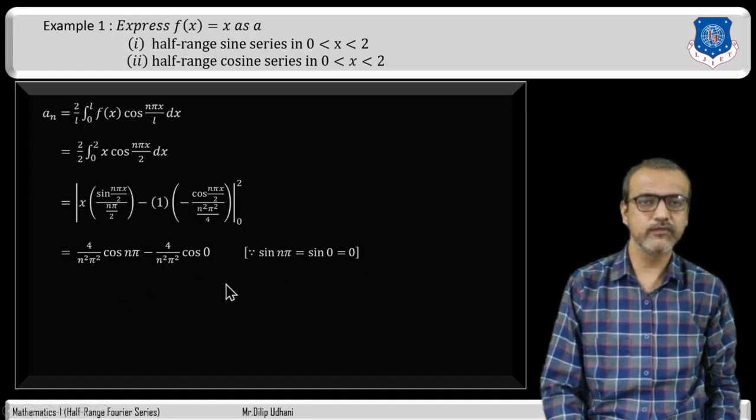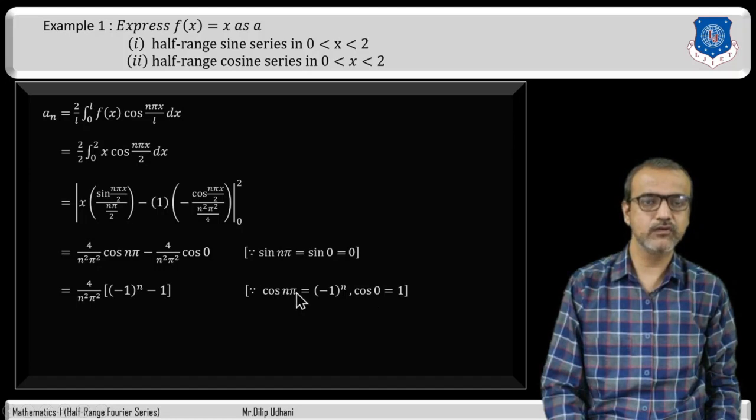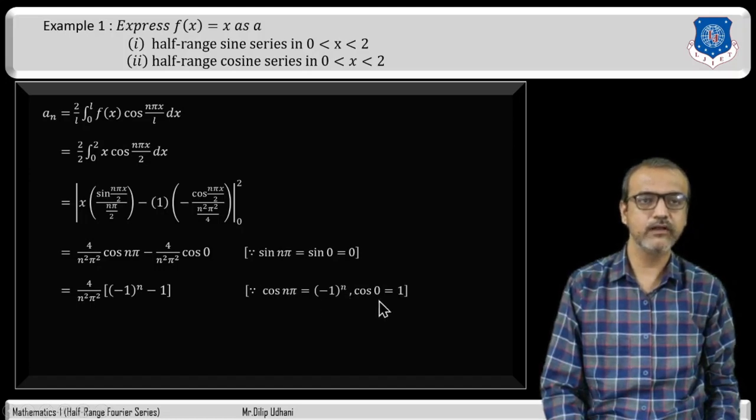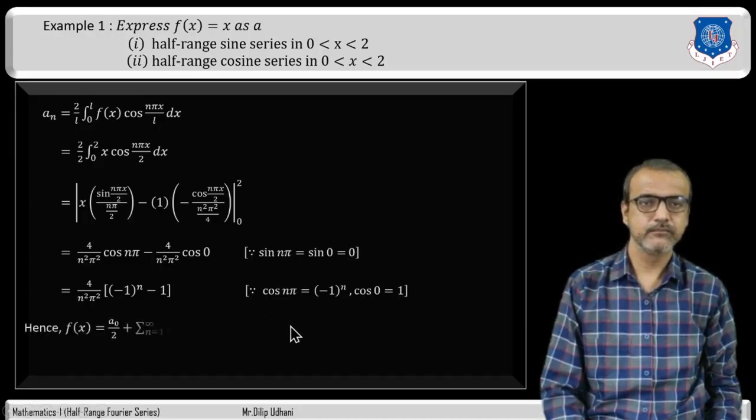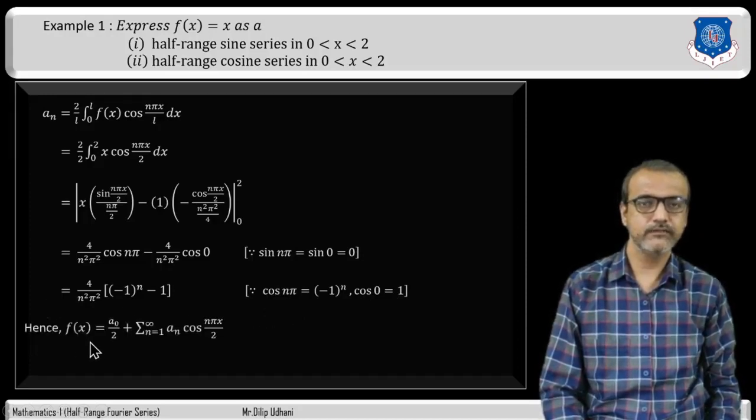Now we will simplify this result. Taking 4 upon n square pi square common, the value of cos n pi is minus 1 to the power n, minus the value of cos 0, which is 1. And again you have to write down this reason, that is cos n pi equals minus 1 to the power n and cos 0 equals 1. So this is an. Hence f of x equals a0 by 2 plus sigma n from 1 to infinity an cos n pi x by 2.